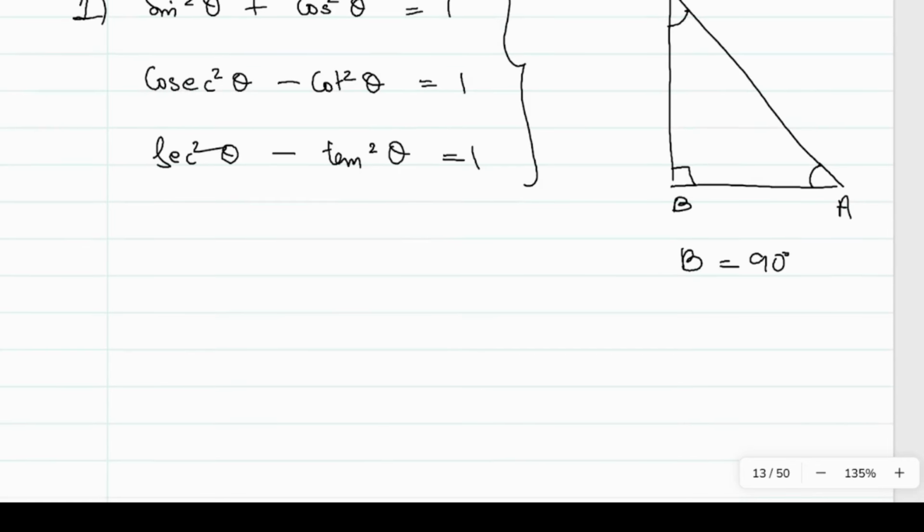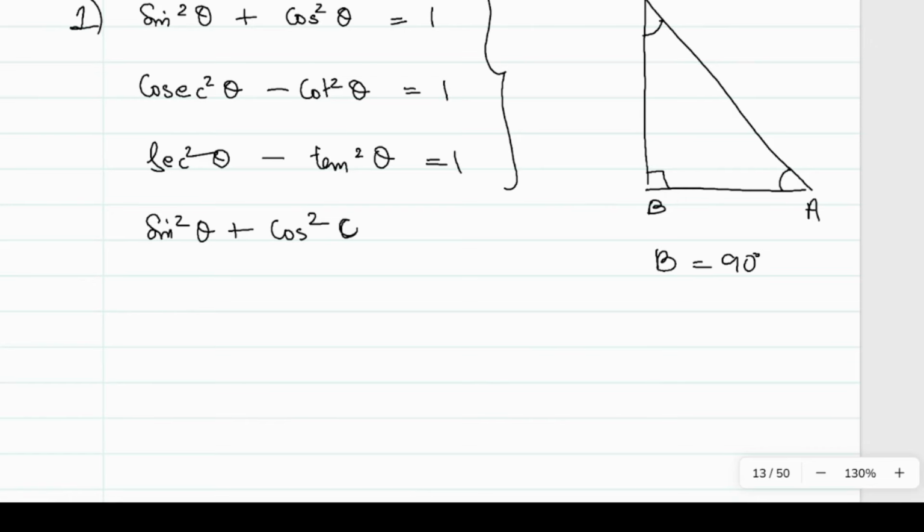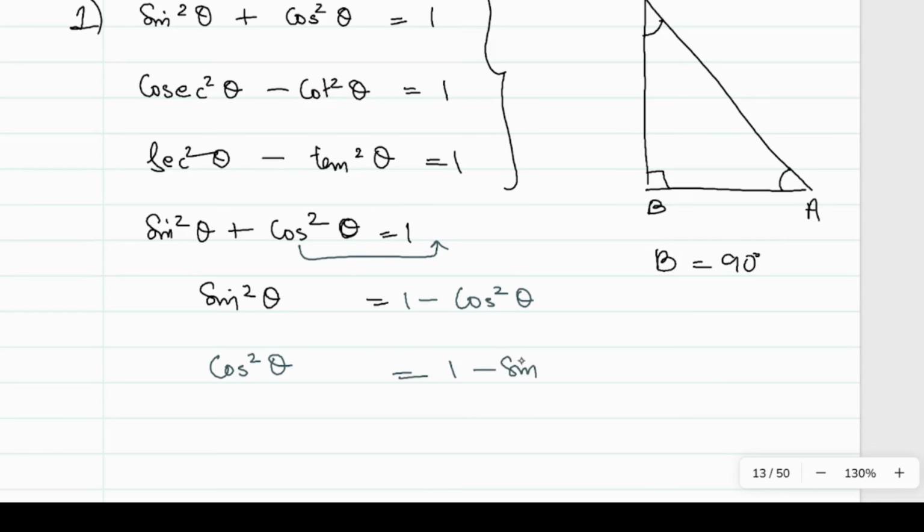And along with that, from the same equation, sin² plus cos² equal to 1, I can make two other equations. Value for sin²: if I take this cos² to the opposite side, my value will become 1 minus cos². Then the value for cos² is equal to 1 minus sin². These two equations we can frame out of this one.